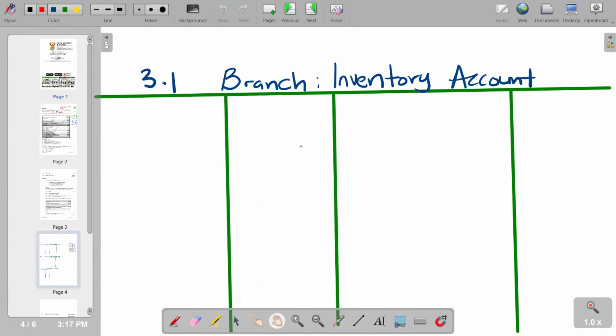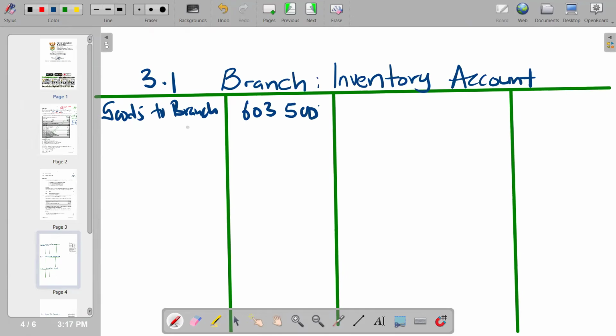So we come here, we go to the debit side, where we are going to indicate that this entry is going to be posted to the goods to branch, where we have a selling price, remember, which is 603,500. Then the corresponding entry of crediting goods to branch, we are not going to affect that since we do not have the account there. So we go to the second double entry.